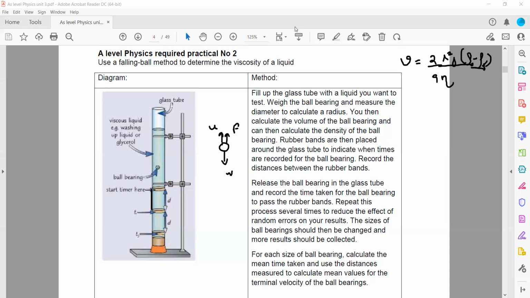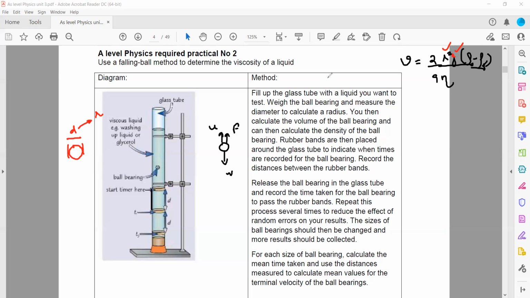All the other parameters are constant, where r is the radius of the ball bearing. We can work it out using a micrometer. First we'll determine the diameter of the ball bearing, and from the diameter we'll determine the radius. So we'll have the radius. Gravity g is constant.